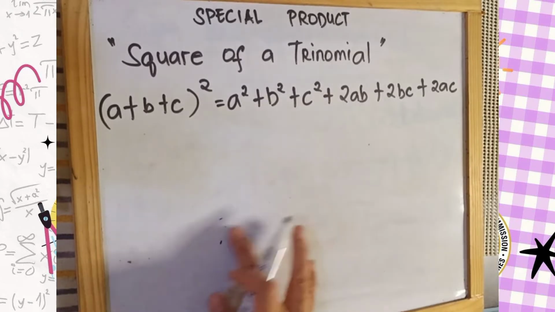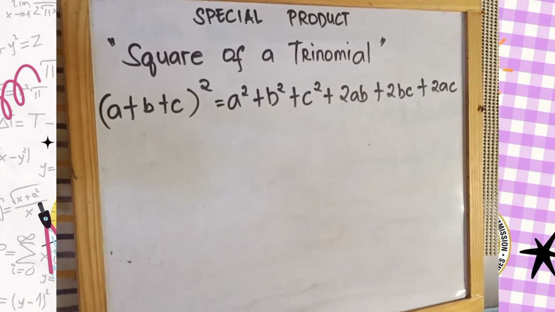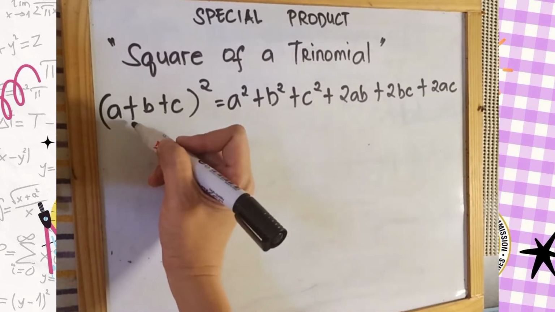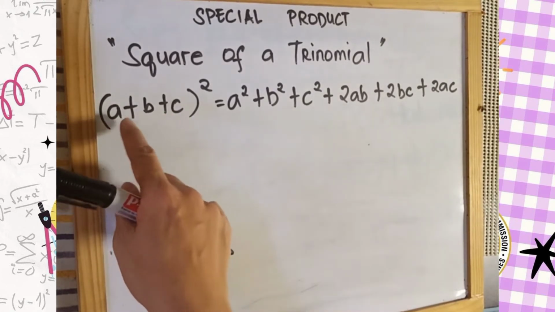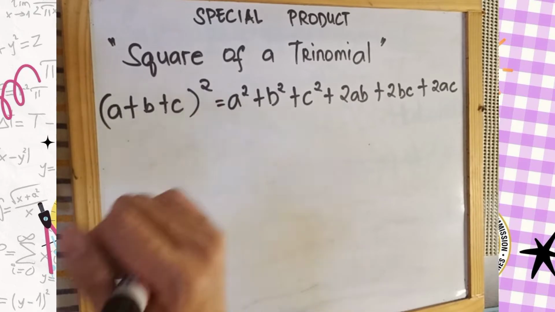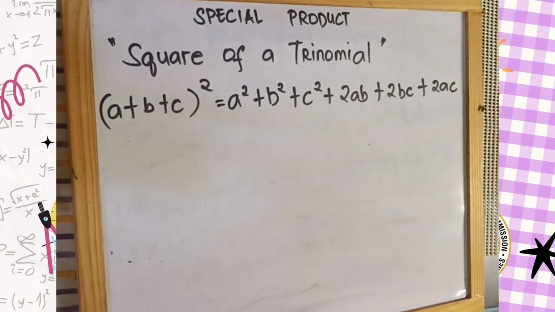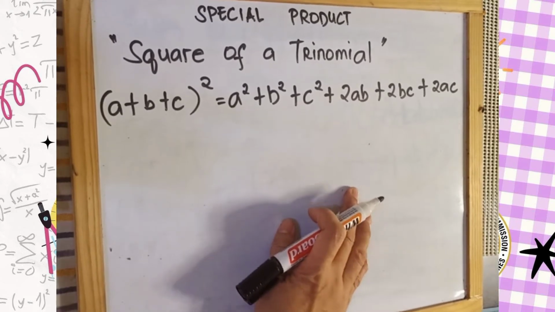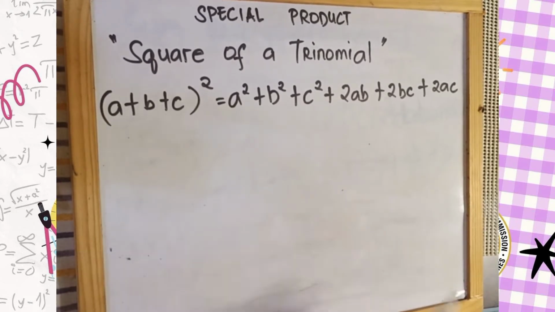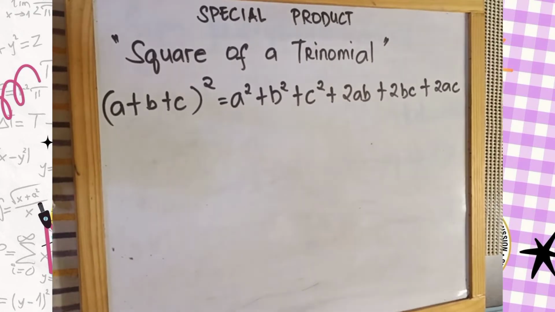By the way, paano nga pala natin nalalaman kung ilang terms yon? Each term is separated by a sign. So this time, we have (a + b + c) squared. So we have 3 terms squared. Okay, so what is now the formula for finding the square of a trinomial?